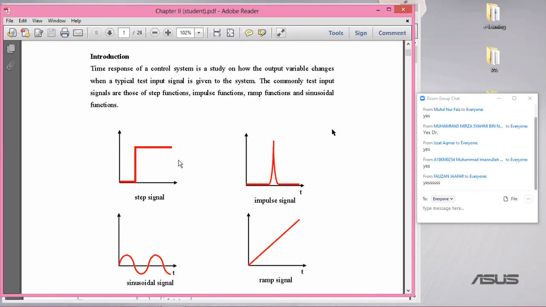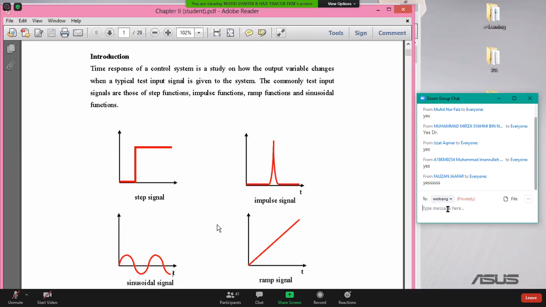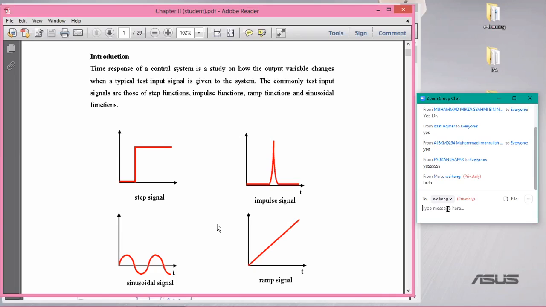The input signal can be a step input, an impulse input, sinusoidal, or a ramp input. For different types of input, of course, we expect to get a different type of response. Today we are going to learn how we can obtain the solution to our mathematical model when the system is subjected to a certain type of input.